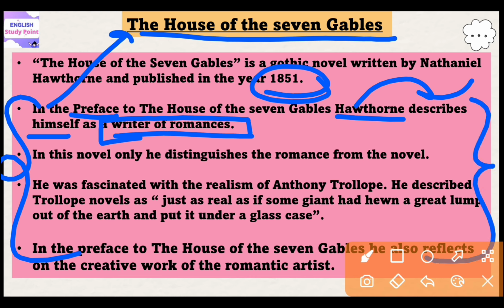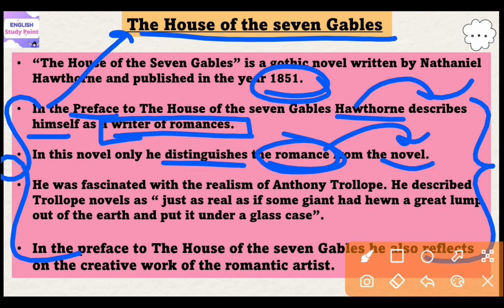In this novel, he distinguishes how romantic novels are different from ordinary novels. He emphasized that these two genres are different in their conception of truth. The romantic novels or romance novels portray the truth of the human heart, whereas ordinary fiction or novel is based on facts. Here, truth is internal, whereas fact is external. And Hawthorne's romances try to portray the truth of the human heart.